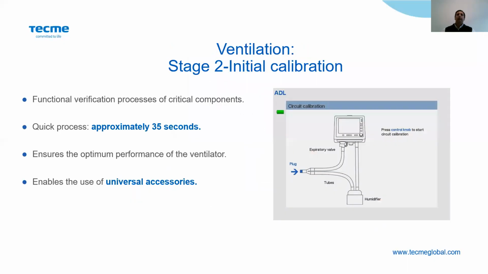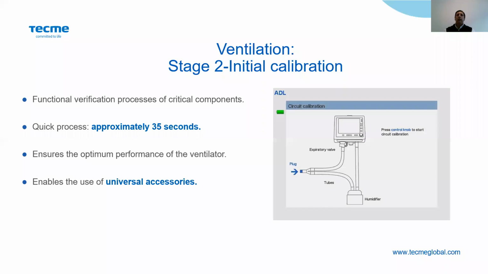Once I have set the humidifier, I will go to the second stage of the initial calibration. This second test is going to evaluate different points on different components of the ventilator. It is a very fast test. It takes around 35 seconds to be done. And also it's going to ensure that the ventilator is going to work in optimal performance. If the calibration is done properly without any warning, it means that everything is working properly and we can guarantee that the machine is going to work precisely.